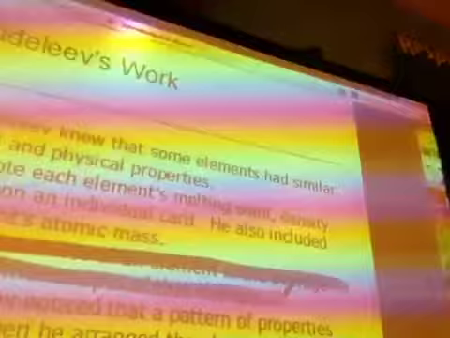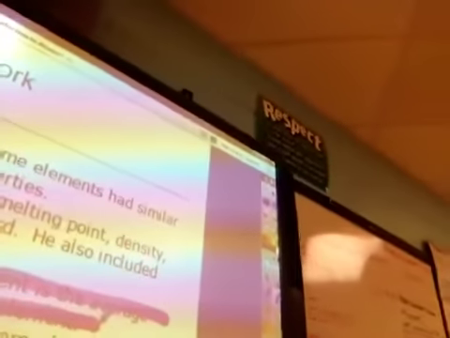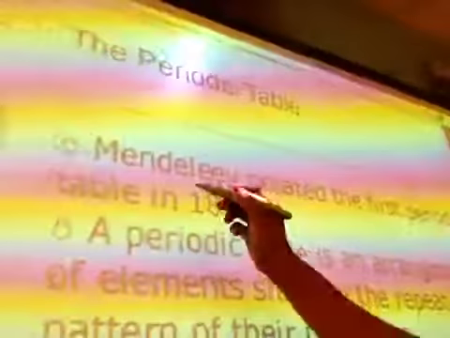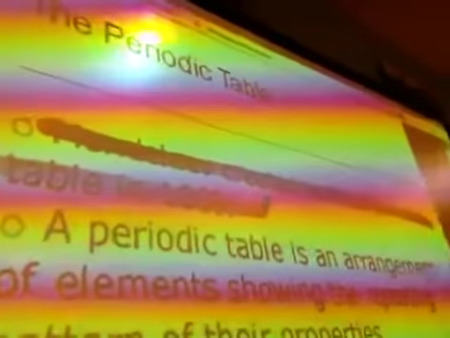Now, Mendeleev noticed that a pattern of properties appeared when he arranged the elements in order of increasing atomic mass. So he found that the properties repeated regularly. So Mendeleev created the first periodic table in 1869.